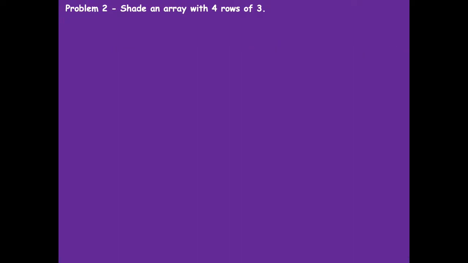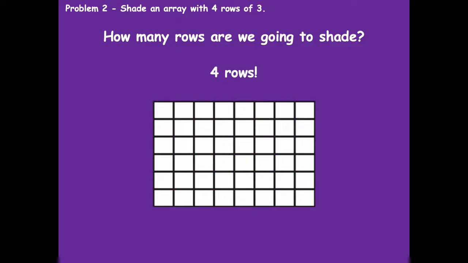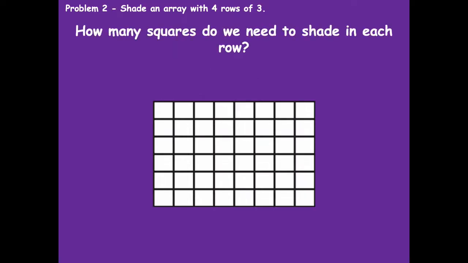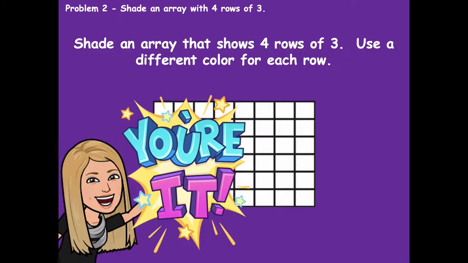It says shade an array with 4 rows of 3. So how many rows are we going to shade? 4 rows. How many squares do we need to shade in each row? 3 squares. You got it. All right, so shade an array that shows 4 rows of 3. Use a different color for each row. So you're going to pause the video, shade an array of 4 rows of 3 with a different color for each row, and then click play when you're ready for the next step.